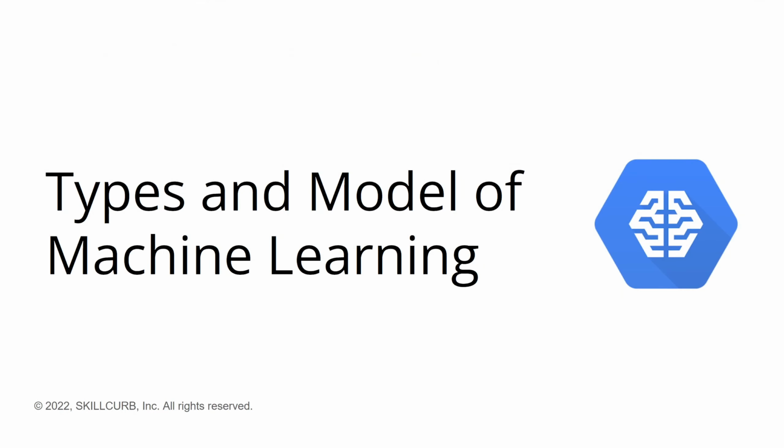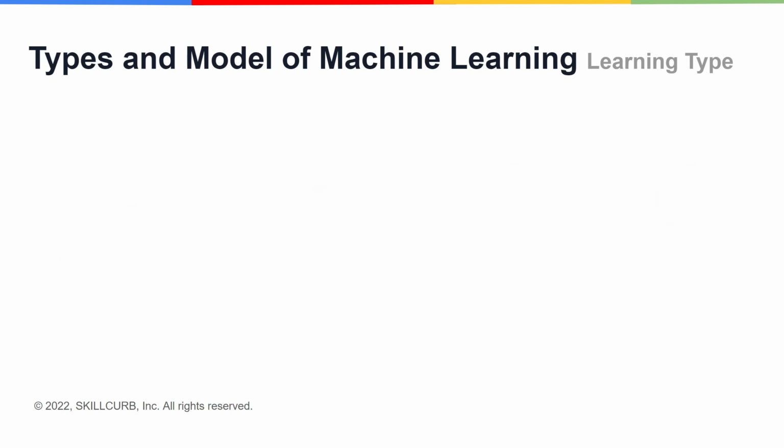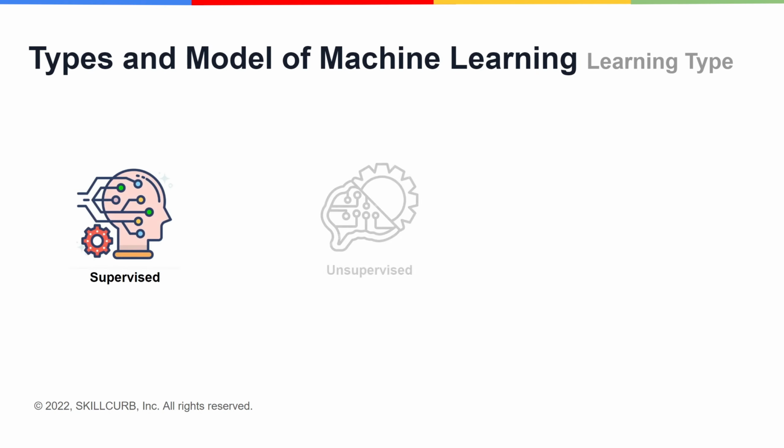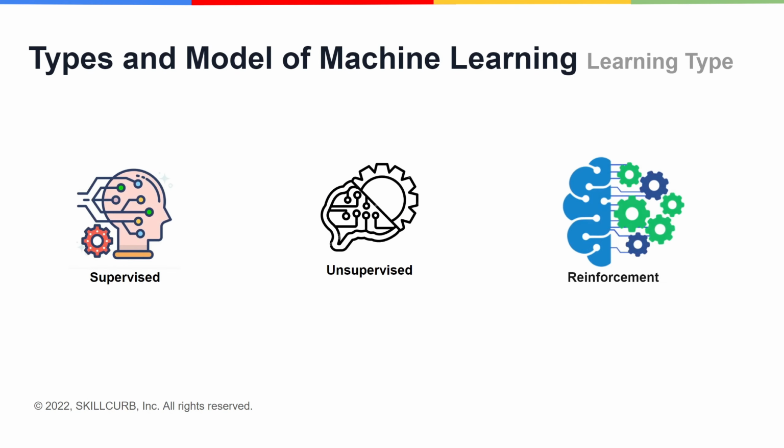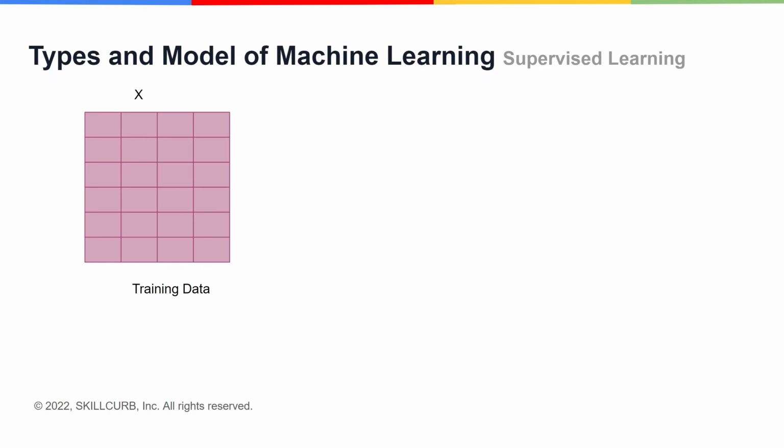Types and models of machine learning. There are mainly three learning types: supervised, unsupervised, and reinforced. First, let's look into supervised learning.